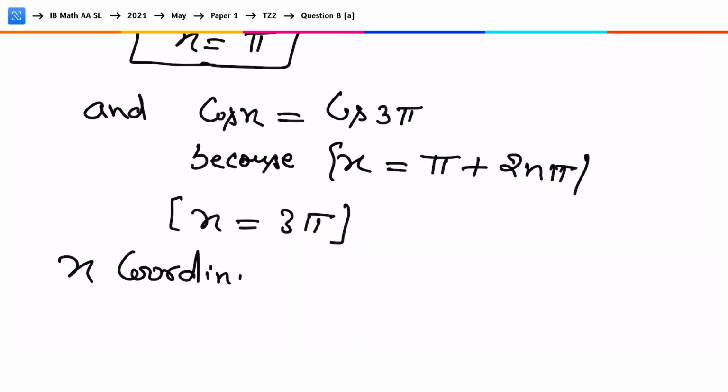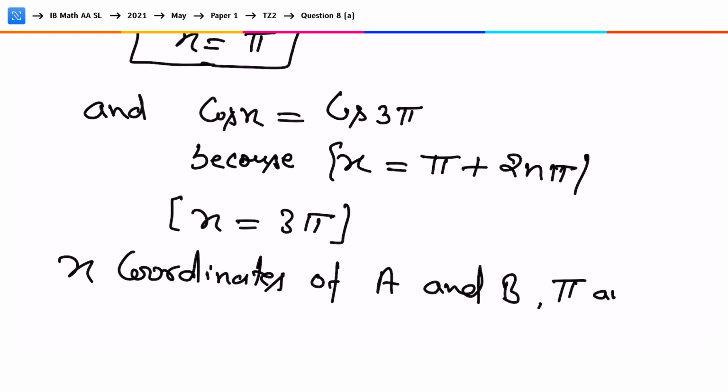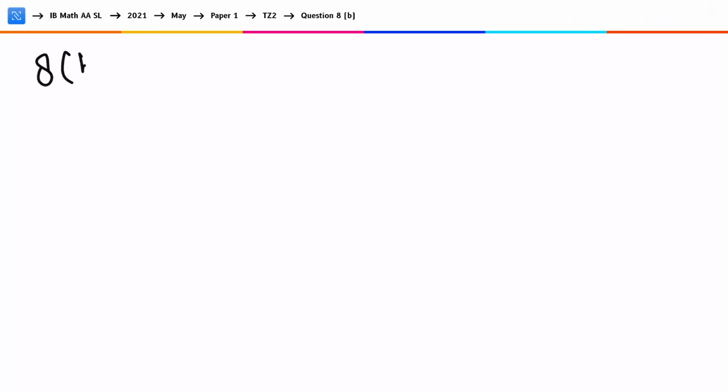X coordinates of A and B, pi and 3 pi. This is the final answer for the coordinates of points A and B. Question number 8, part B.